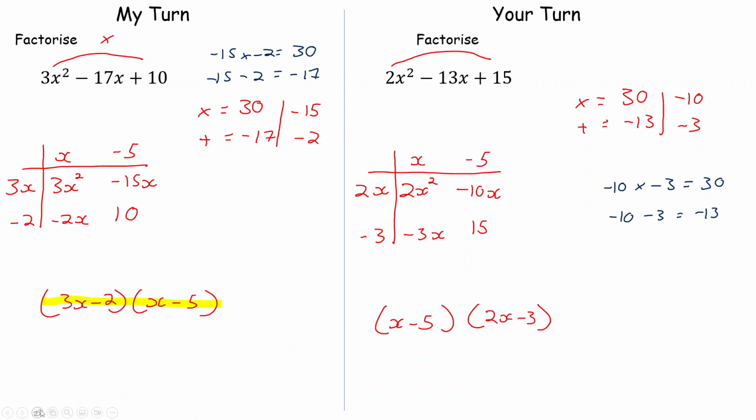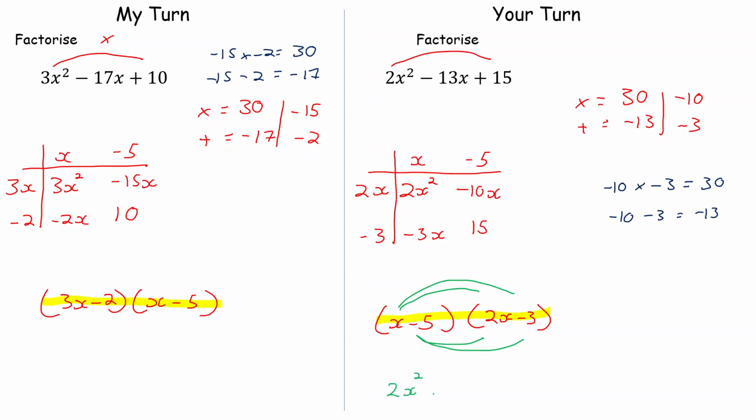And one thing that I forgot to mention is that you can always check your answer by doing the opposite of factorizing, which is to expand out the brackets. Okay, so we can check it. If you were to go and do x times 2x and x times negative 3, negative 5 by 2x and negative 5 by negative 3, well, x times 2x gives you 2x squared.